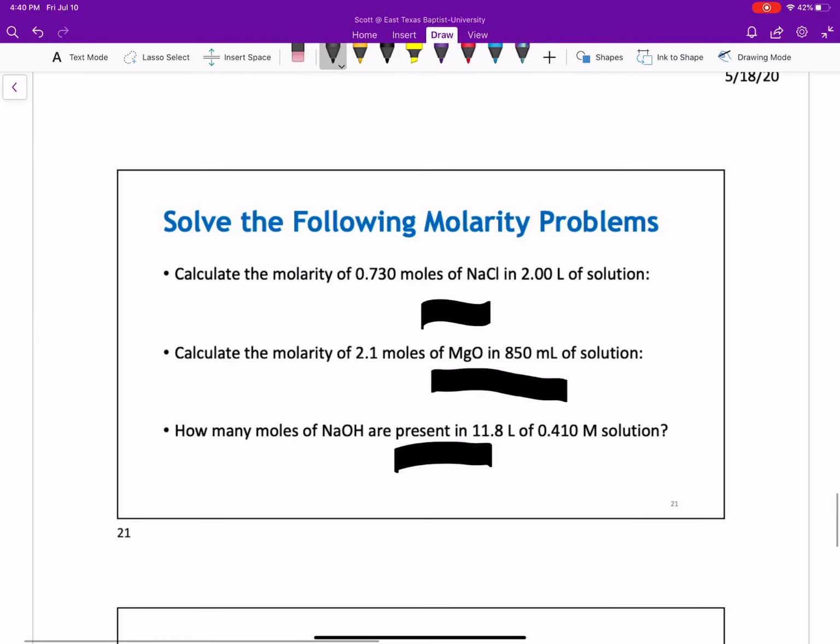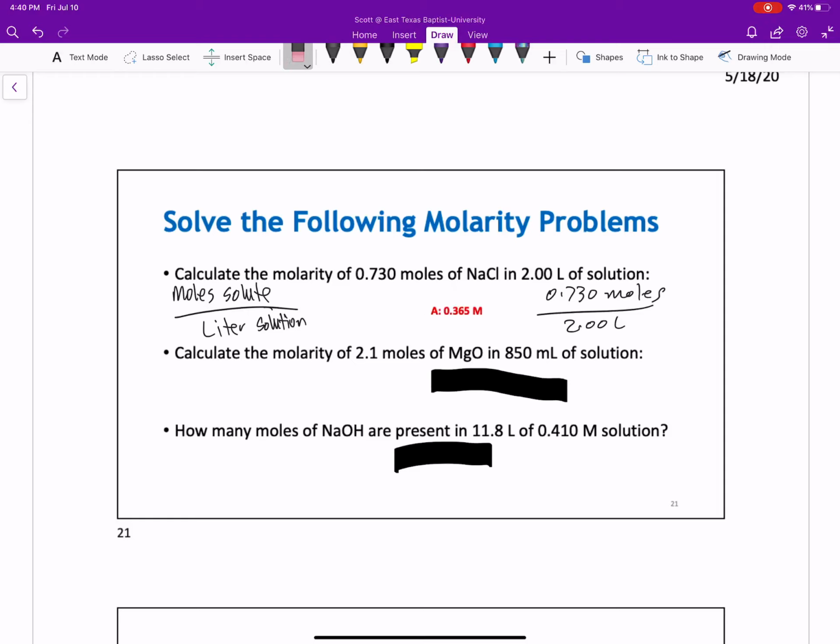Okay. Calculate the molarity of 0.730 moles of NaCl in 2 liters. So molarity equals moles of solute over liters of solution. And so that's 0.730 moles over 2.00 liters, which will give you 0.365 molarity.